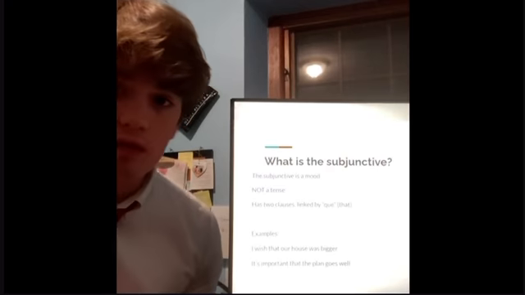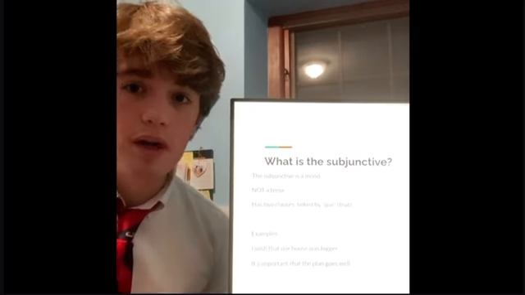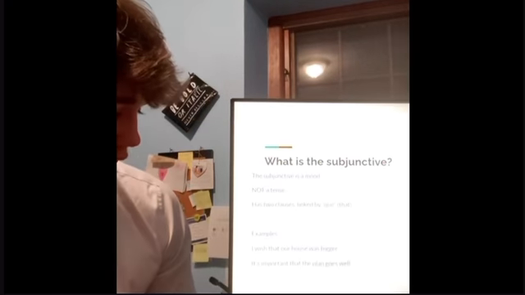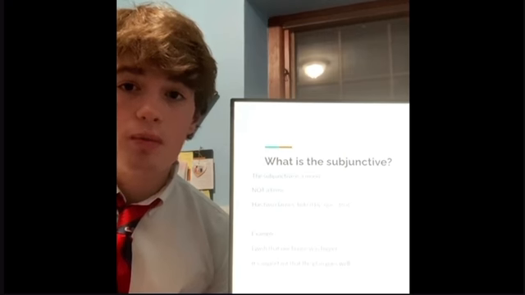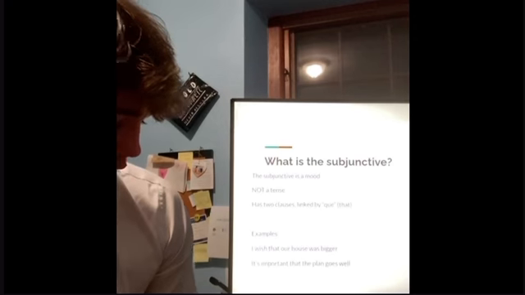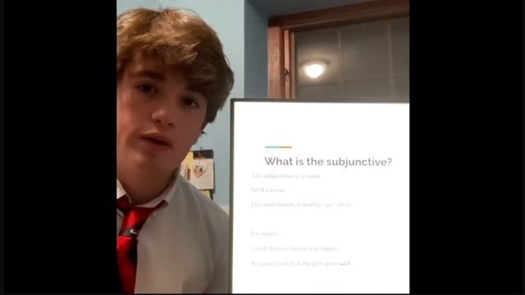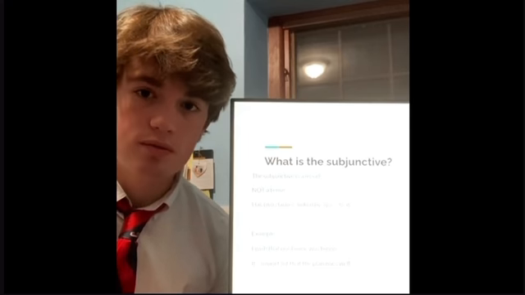Some examples of subjunctive sentences are "I wish that our house was bigger," or "it's important that the plan goes well." The main clauses in these two sentences are "I wish" and "it's important." They are joined to the second clause by the word "that," which is "que" in Spanish.